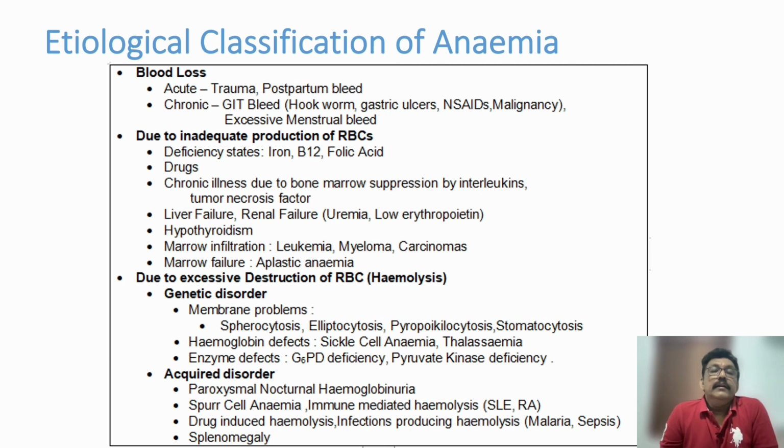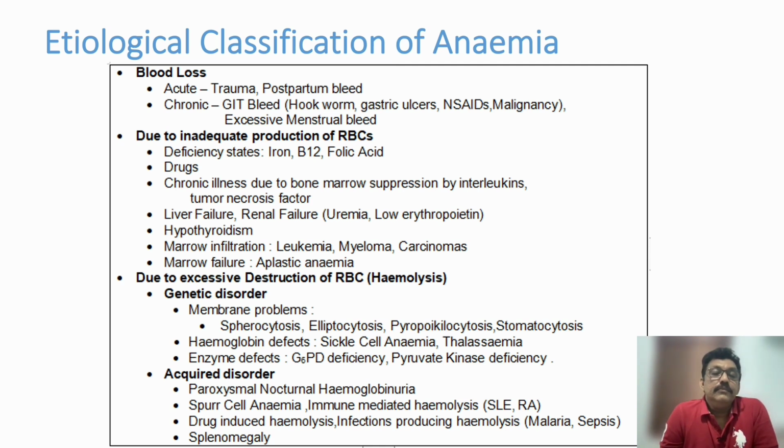Liver failure, renal failure. In renal failure, it is due to low erythropoietin level. Hypothyroidism, marrow infiltration by leukemia, myeloma, carcinomas. Marrow failure, that is aplastic anemia, myelodysplastic syndrome.